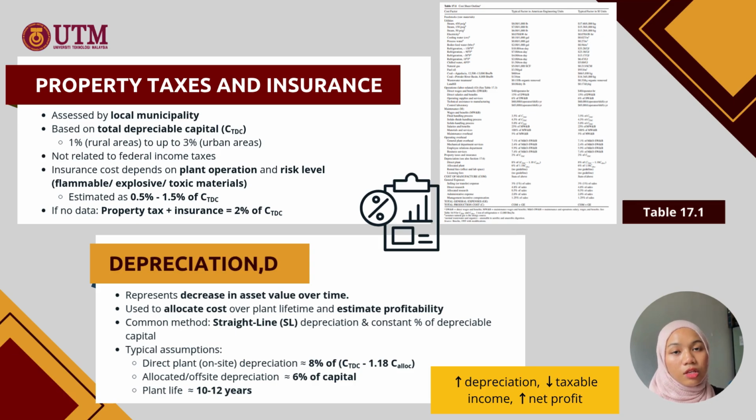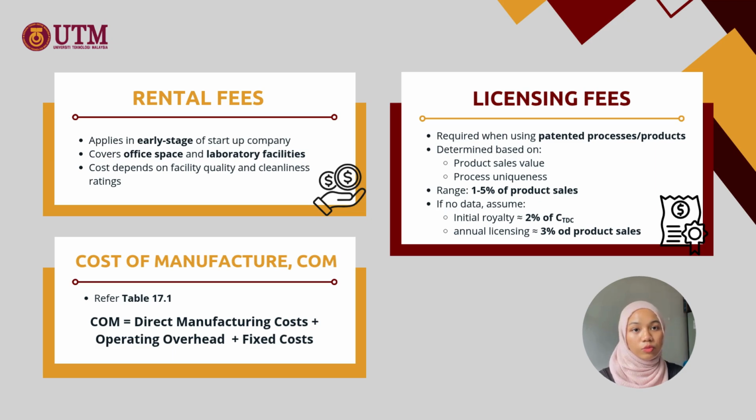Next is depreciation. Depreciation represents the decrease in asset value over time. In plant economics, we use it to allocate the capital cost over the plant lifetime and to estimate profitability. A common method is straight-line depreciation, where the same amount is deducted every year. Typical assumptions include around 8% depreciation for direct plant costs, around 6% for off-site costs, and a plant lifetime of about 10 to 12 years. The important point here is that higher depreciation reduces taxable income, which can actually increase the net profit after tax.